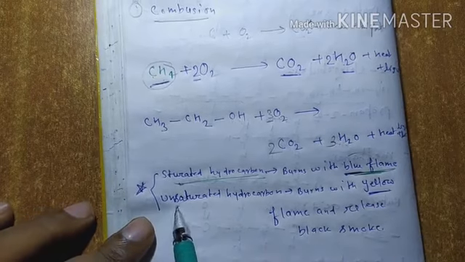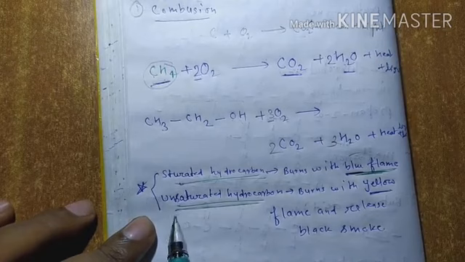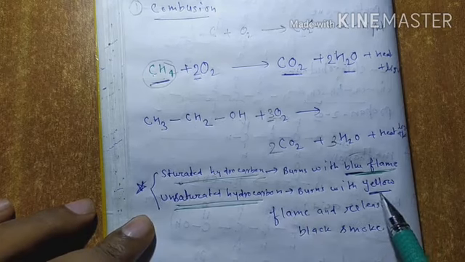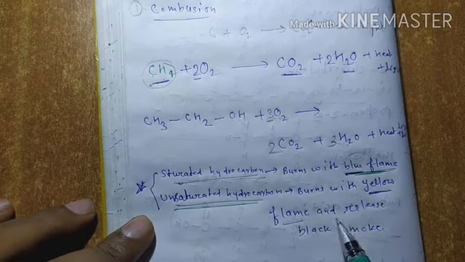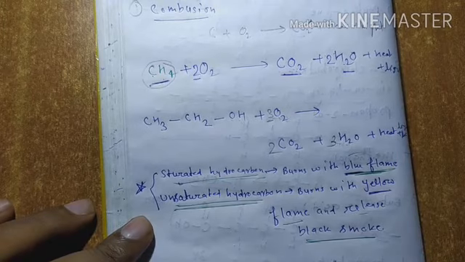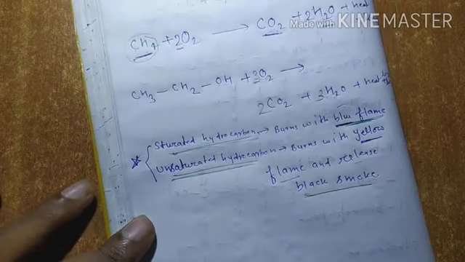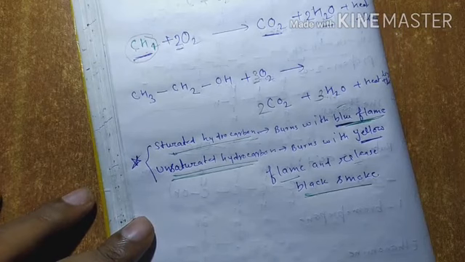And unsaturated means there is a double or triple bond, a multiple bond, present in the compound. It burns with a yellow flame and releases black smoke. Okay. And you just know one thing, oxidation.